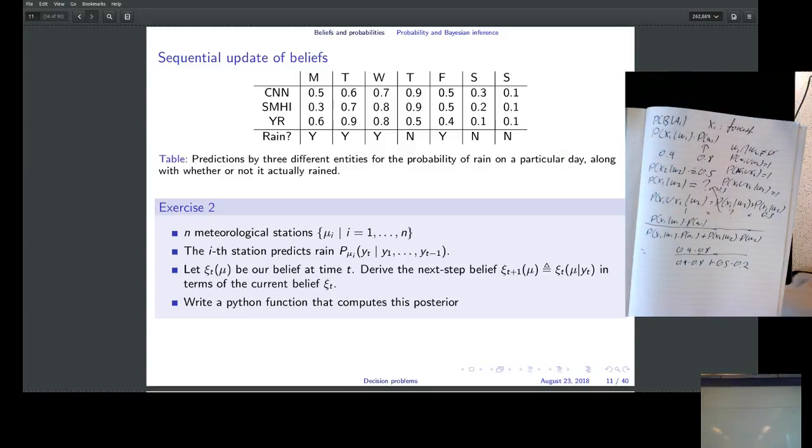It's exactly the same thing as before with the stations. Every station gives you the probability of rain given the past, and you use it for the whole week. So the CNN, the Swedish one, and the Norwegian one give the probability of rain, and this is what actually happened. We would like to write some very simple Python code, the one I wrote is about 70 lines, where we update our belief at every step.